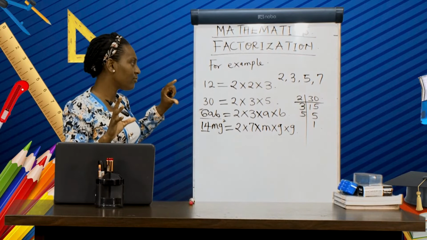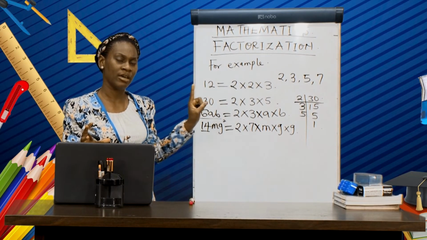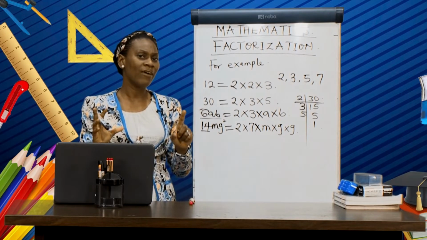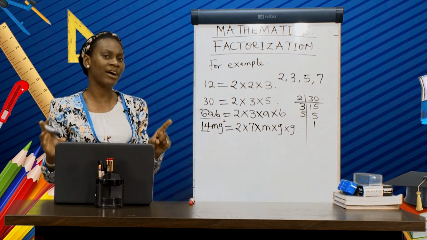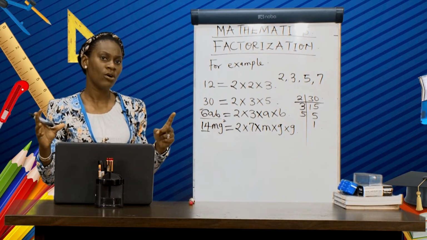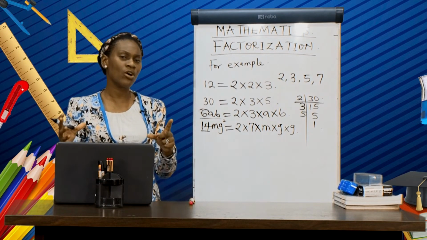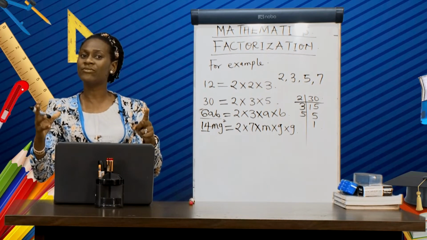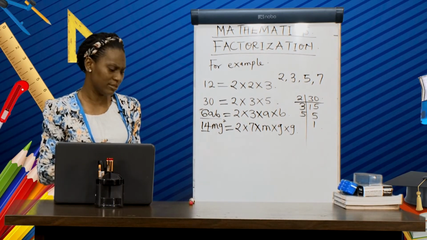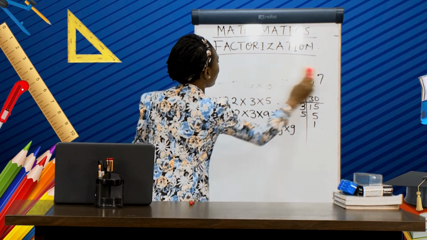And take note, I said for the sake of this class, we'll be making use of the prime factors. This said, you need to be able to find the highest common factor of any given set of numbers or algebraic terms. How do we do this? It's quite simple and straightforward.